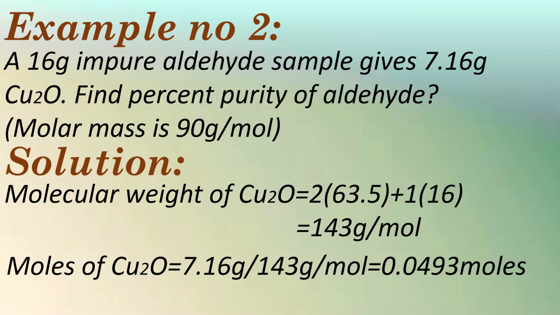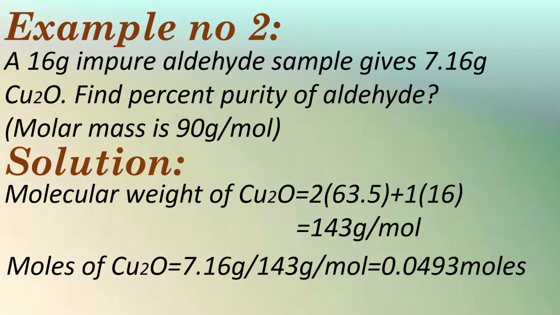Solution. So first what we will do, amount of copper 1 oxide is given, we will convert this amount into moles. And when moles are given, we will apply mole ratio between copper 1 oxide and aldehyde. And then aldehyde moles are calculated. After that, mass of aldehyde is calculated. And after the mass, we will calculate percent purity of aldehyde because impure aldehyde sample is 16 grams.